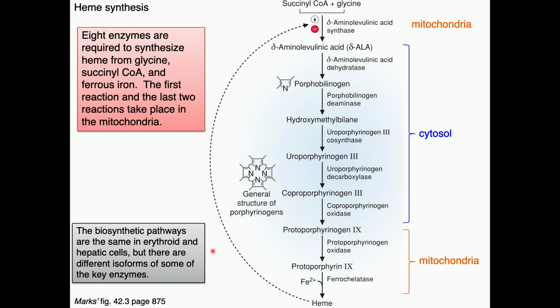And the enzymatic steps are the same in those 2 compartments, right? So the steps are as shown here in the same order in the liver and in the red blood cells, but there are some different isoforms of the enzymes that are carrying out the steps. And the one that we'll focus on is that first enzyme, the delta aminolevulinic acid synthase, and it's regulated in subtly different ways in the liver and in the red blood cell precursors.